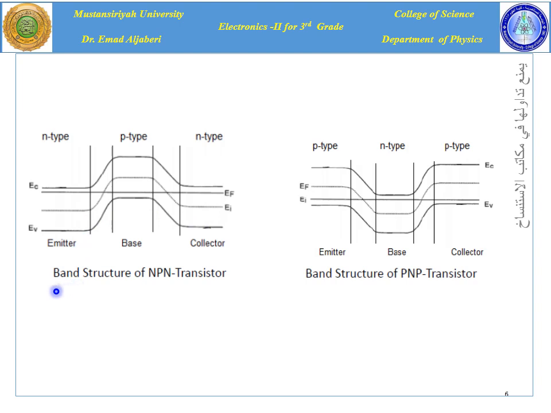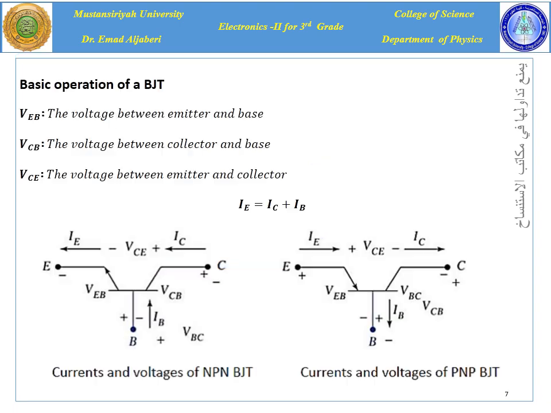Here we see the band structure of NPN and PNP transistor. In the first one, here we see this is the emitter N-type and the collector N-type, and the base is the P-type. In the PNP transistor, we see here the P-type emitter to the N-type base, and then to the P-type collector.